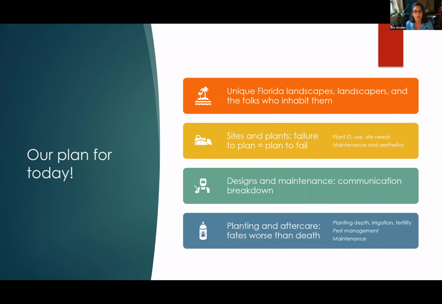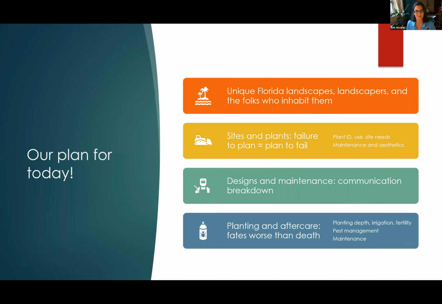But when we talk about expectations, when we talk about what makes Florida unique, a lot of folks who come to Florida from other states bring the expectations or their normal perception of what is a normal or appropriate landscape from that other location with them to Florida. So we're going to talk a little bit about that.